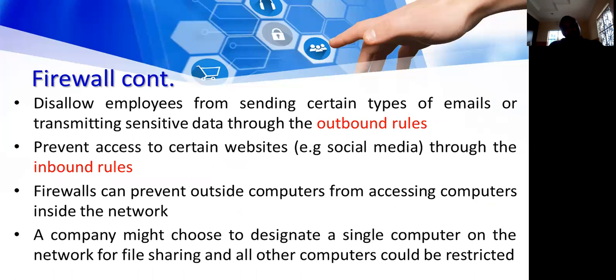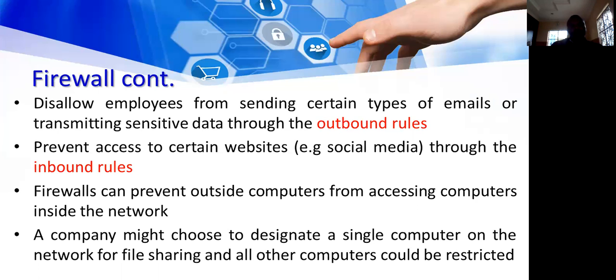Now, another thing you can use a firewall for is, for example, you can disallow employees from sending certain types of emails or transmitting sensitive data through outbound rules. We are going to discuss outbound rules. Outbound rules are rules that prevent communication from your network to the external network. For example, if you want to set rules that say that any communication that is moving out from my network to the external network should be blocked or allowed, then you set the outbound rules. That's what I mean by outbound rules.